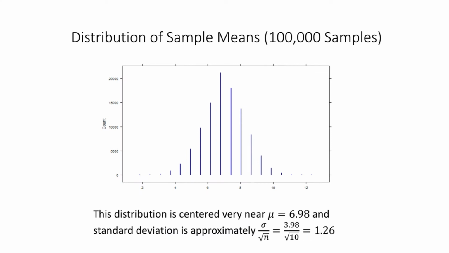This is a dot plot. The dots are so small they look like bars, but it's 100,000 sample means, and each sample mean is based on a size of 10. It's just a bunch of sample means gathered with replacement. In this case, this distribution of sample means is centered very close to the population mean mu, which is 6.98. If you take the standard deviation of this distribution of sample means, you would find that it is very, very close to 1.26. So it's just the same. The standard deviation of this distribution is in fact sigma divided by the square root of n.